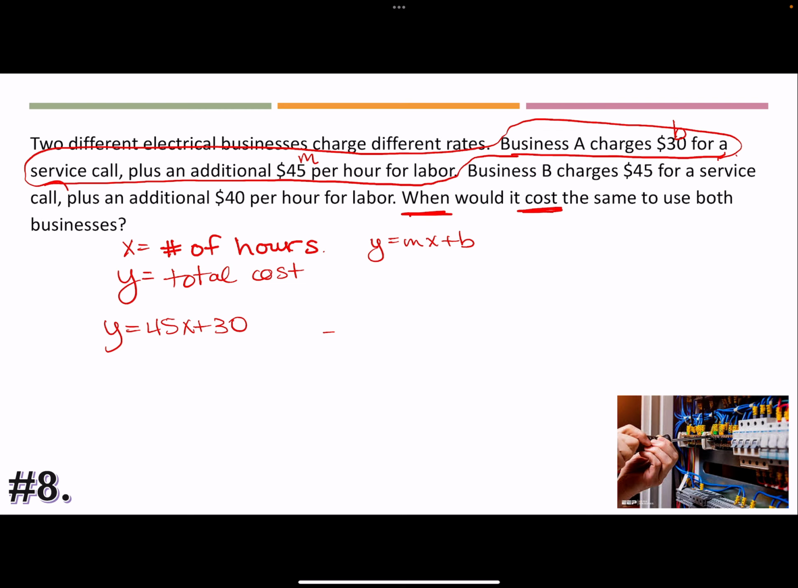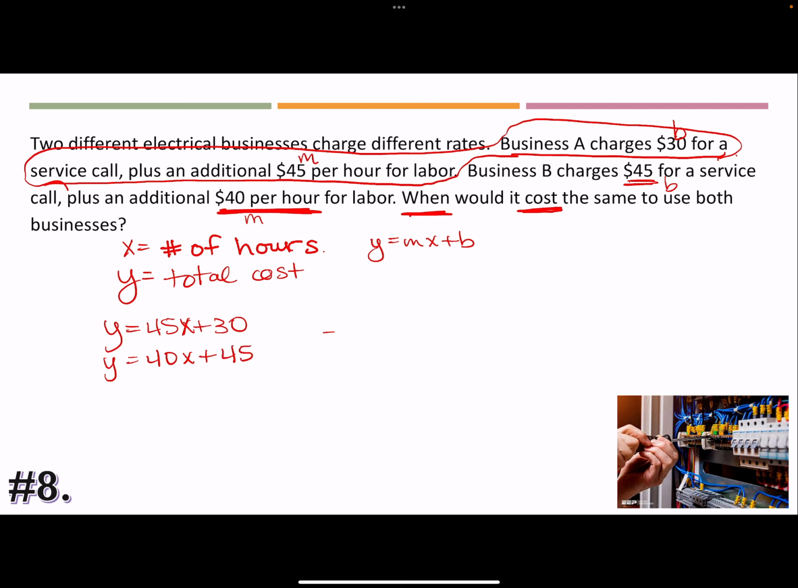And now let's look at business B. Business B charges $45 for a service call plus an additional $40 per hour. So again, $40 per hour, that's your slope, rate of change. And they charge $45 for the service call just to come out. That's your y-intercept. So it's going to be y equals 40x plus 45.